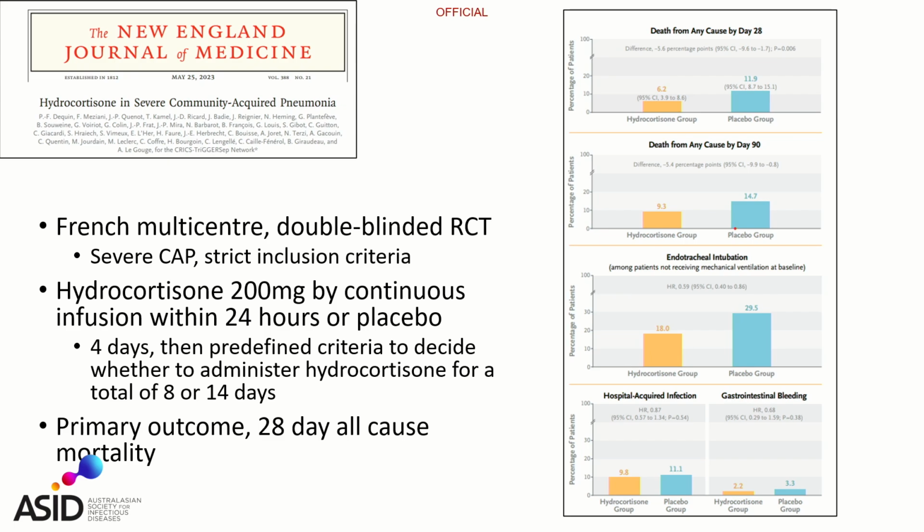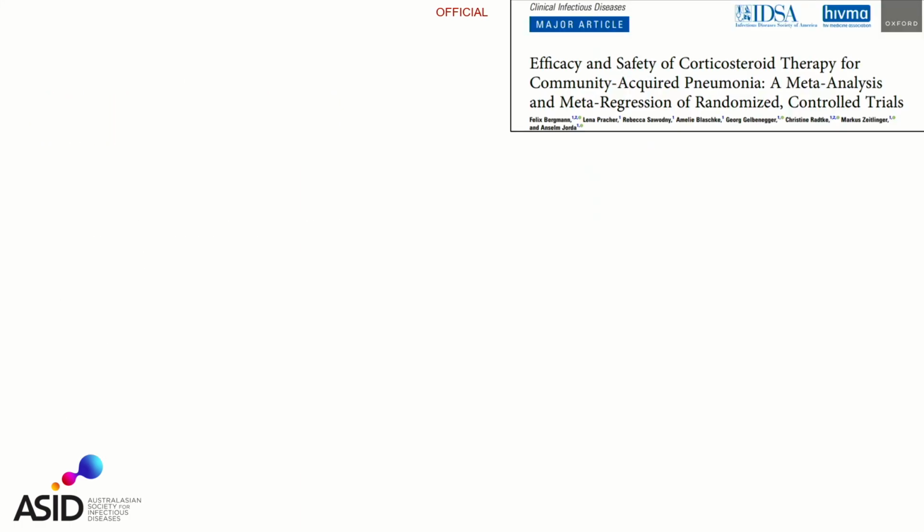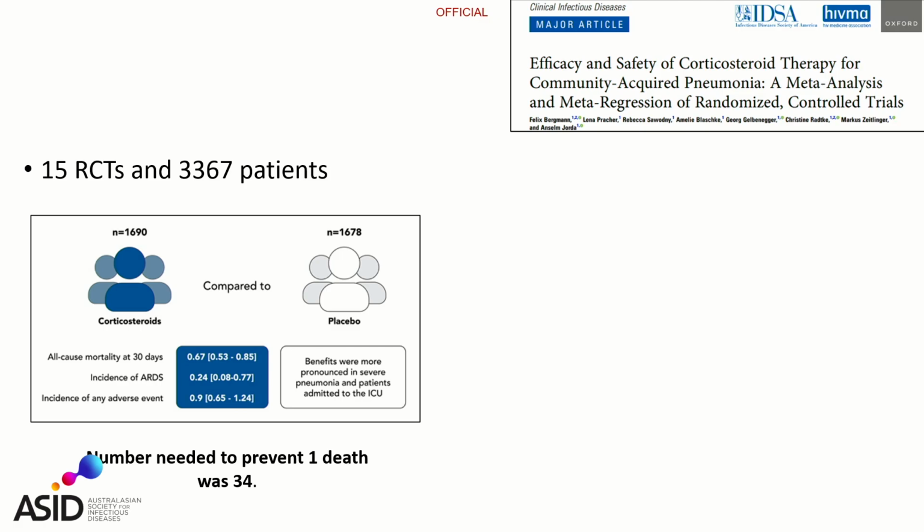One of the concerns with regards to corticosteroids are those complications associated with it, hypoglycemia, infections, etc. And there was no increased rate of either in this study. This data has been pulled into a number of different meta-analyses that have subsequently been published. This one was in CID last year and included 15 randomised control trials of just under 3,500 patients. And again, supported that there was a mortality benefit in patients who received corticosteroids in this setting, with a number needed to treat to prevent one death of 34.